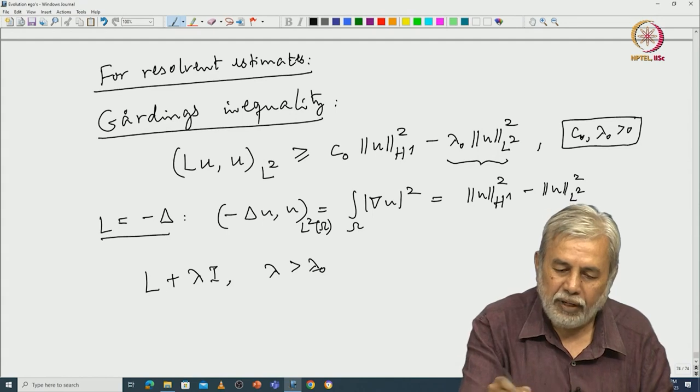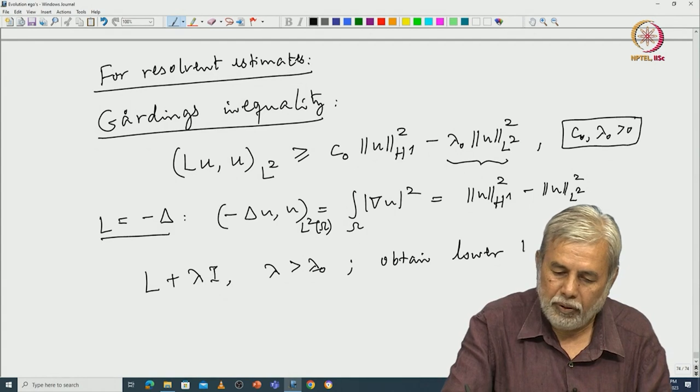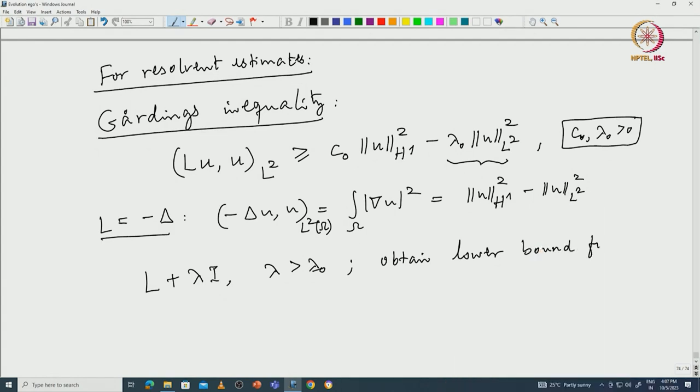Okay. So, it is gone and we get a lower bound, and that in fact proves dissipativity, and then we have to show that for lambda. So, this essentially if you take minus, so you get dissipativity. Okay. So, let me write that minus L plus lambda I is dissipating.